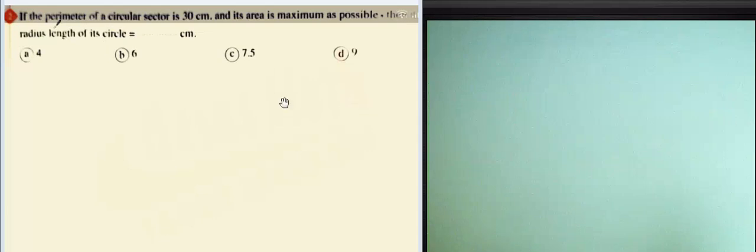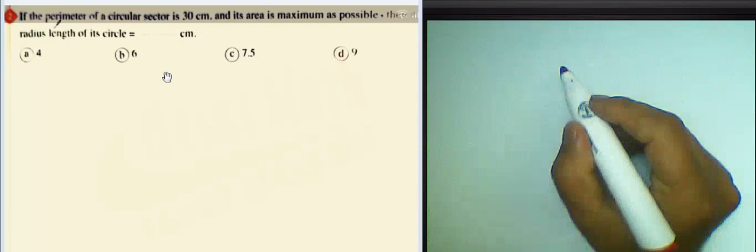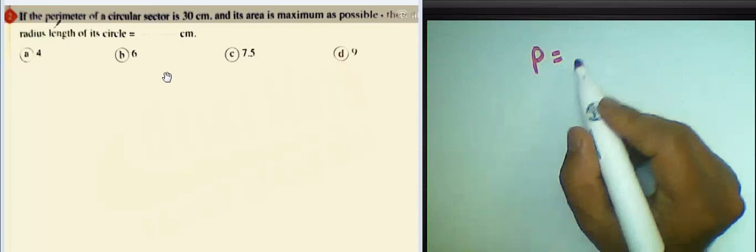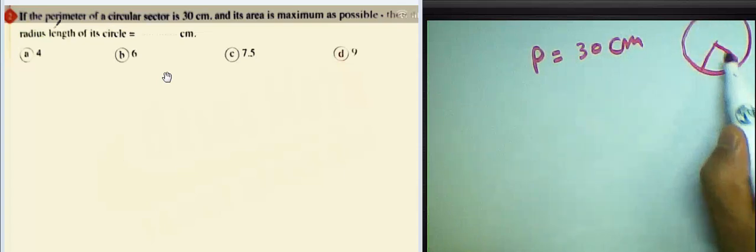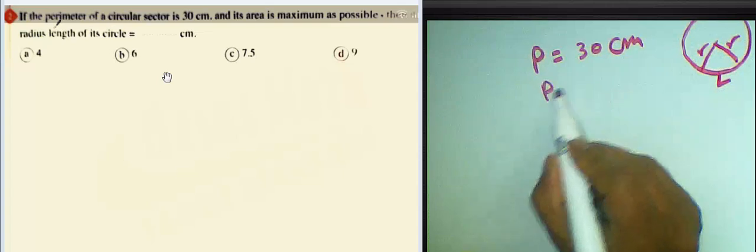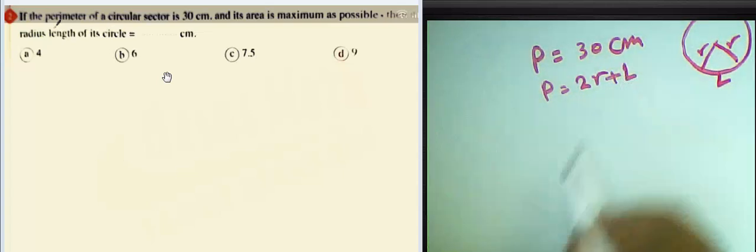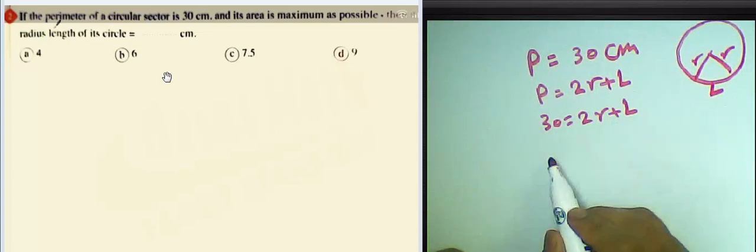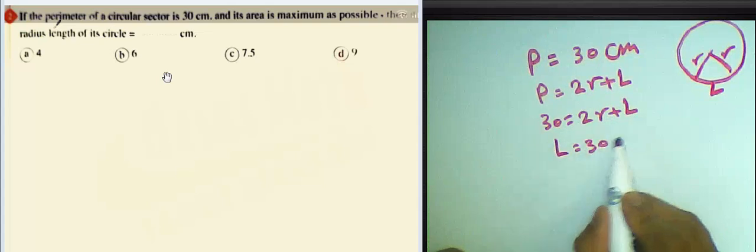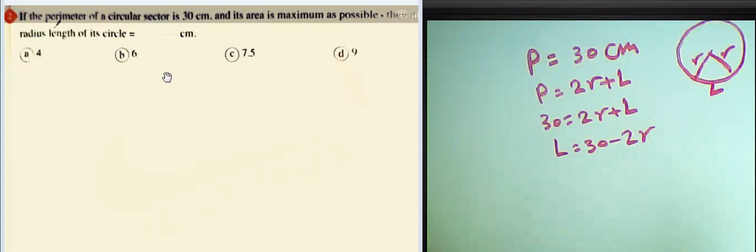Question number 2. The perimeter of a circular sector is 30 cm and its area is as maximum as possible, then the radius length of its circle equals blank centimeters. He gives us the perimeter of the sector equal to 30 centimeters. We know the circle and the sector, and you have r, r and l. Then the perimeter equals 2r plus l. Then 30 will be equal to 2r plus l. Then the length here will be 30 subtract 2r. It's the length of this arc.